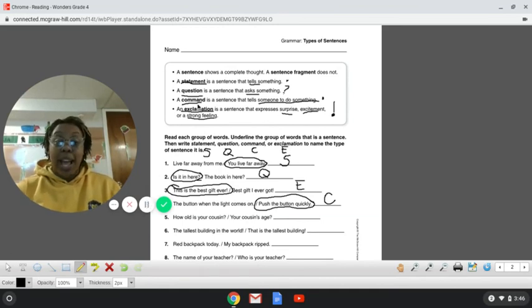So just remember that when you are going through your sentences, finding out what's a full sentence, what's a fragment, what type of sentence it is, and what type of punctuation it requires. A period, a question mark, a period, or an exclamation point.